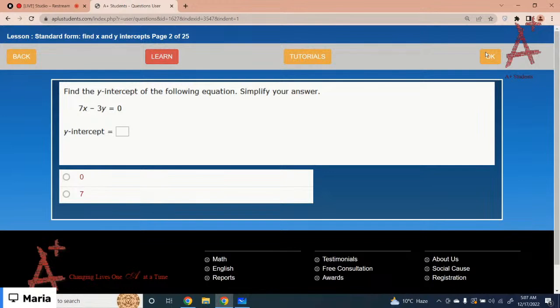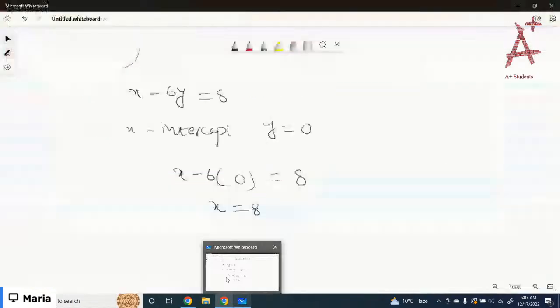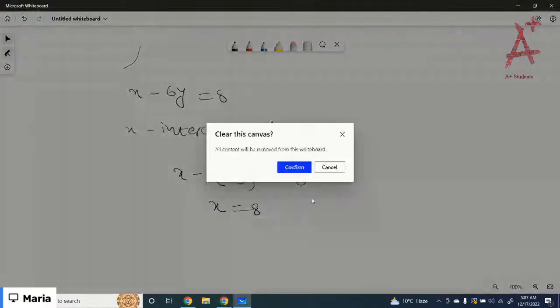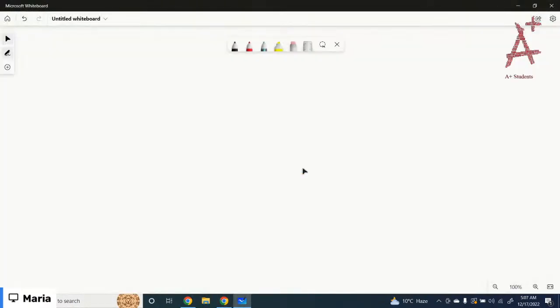Okay, let's start with the next question. So the next one is 7x minus 3y equals 0, and you have to find the y-intercept. 7x minus 3y equals 0. So for the y-intercept, we have to put x equals 0 in the equation. Got it? So replace the x with the 0.